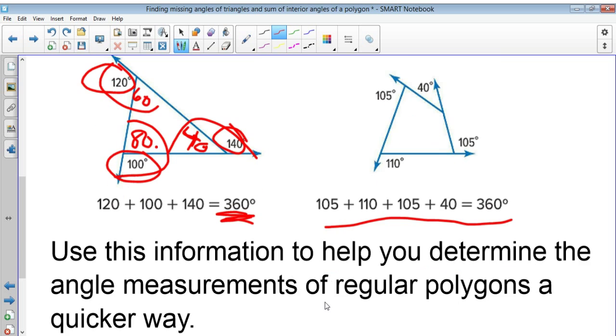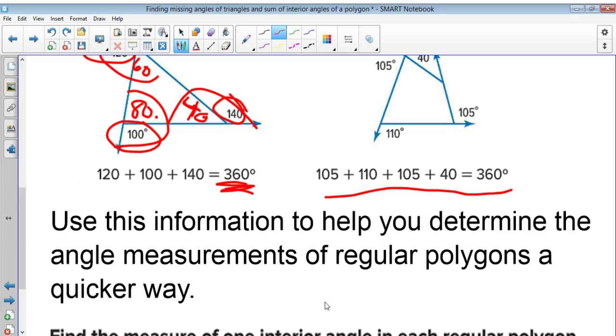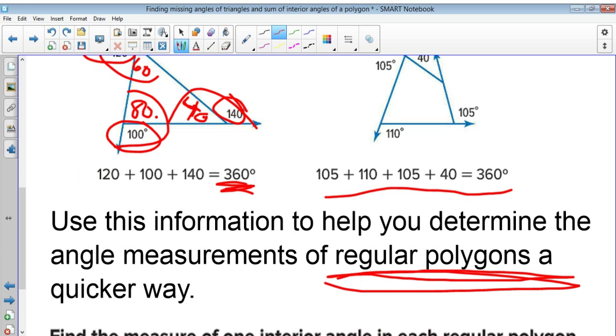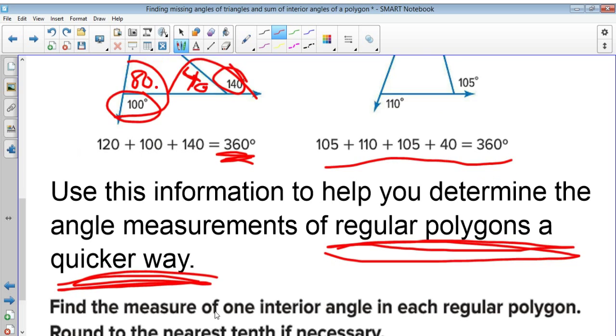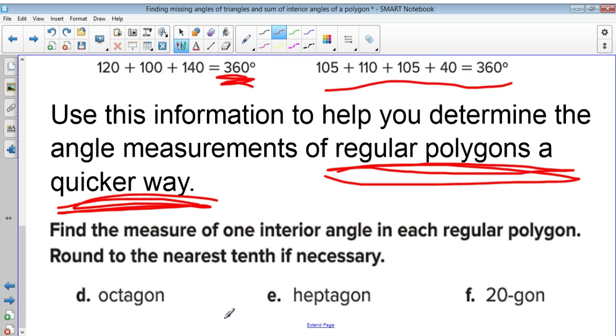So how can we use this information to help us determine the angle measurements of regular polygons in a quicker way? How could this information help me figure out the angle measurement of a regular pentagon in an even quicker way than the expression we just created? If you figure it out, you can go ahead and try it out with these 3 again and see if you get the same answer.